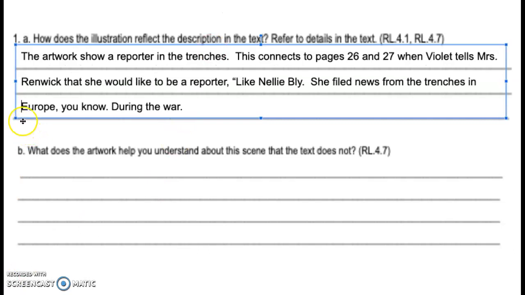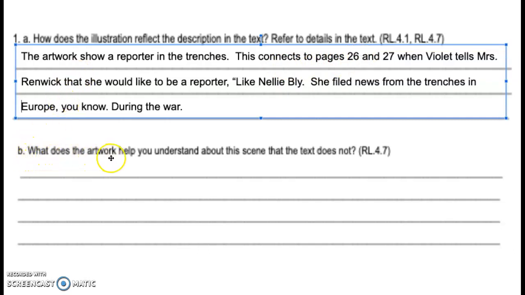Was your answer for 1A the same? Did you say that the artwork showed a reporter in the trenches? If not, fix it. Did you refer to details in the text? If not, please do so by copying what I put down in 1A. Let's go to 1B.